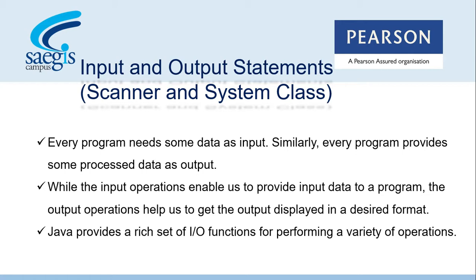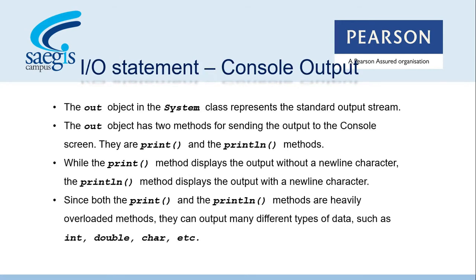So in Java, input operations enable us to provide input data to a program, and output operations help us to get the output displayed in a desired format. And Java provides a rich set of input-output functions to perform this variety of operations. So for input-output statements, first we'll see the console output.